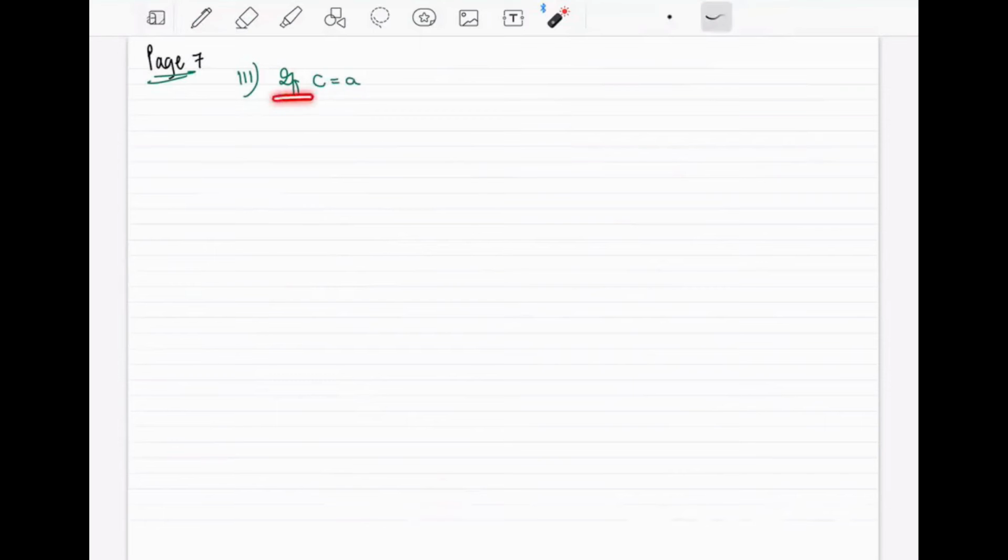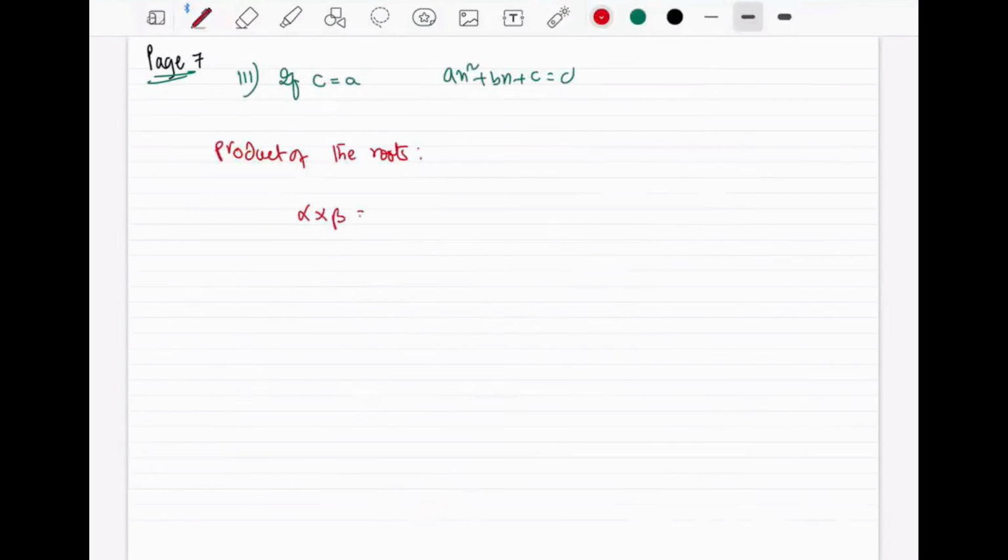So for this condition right here, if c is equal to a, look at the product of the roots. I've got ax squared plus bx plus c is equal to 0. Now look at the product of the roots. Alpha into beta is equal to c by a, right? If the two are equal, I can replace either of them by the other. Let's replace a, because a is equal to c. So alpha into beta is equal to c by c, cancel this out, so we are getting 1. Alpha into beta is 1 in case c is equal to a.